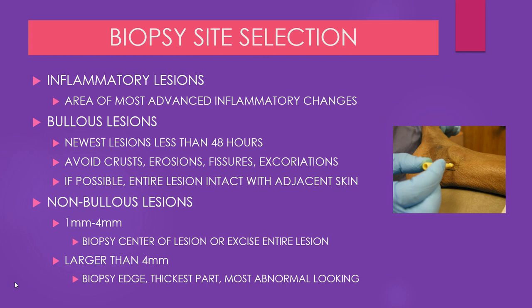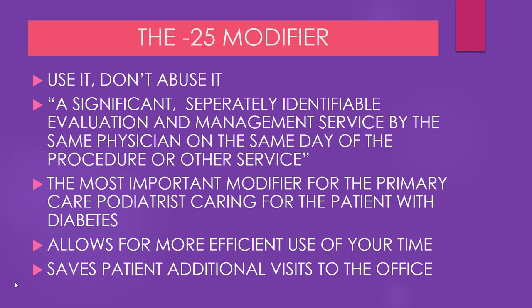In looking at various skin lesions, one always has the option of doing a biopsy. If it is an inflammatory lesion, you look at the area with the most advanced inflammatory changes, and that is where you would perform your biopsy. If it's a bullous lesion, then you want to probably biopsy some of the newer lesions. Ask and try to ascertain which lesions have been present less than 48 hours. Whenever possible, excising an entire lesion is helpful. You certainly want to avoid crusts, erosions, fissures, and excoriations. And for non-bullous lesions, usually a biopsy between 1 and 4 millimeters in the center of the lesion, or excise the entire lesion. For the larger lesions, the most abnormal looking and thickest part generally would be representative of the best areas to obtain a biopsy.